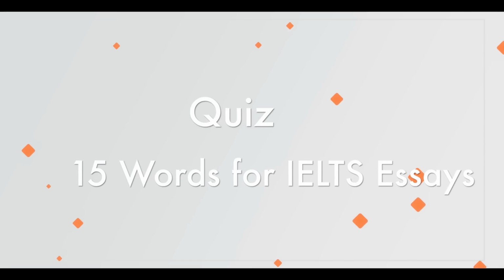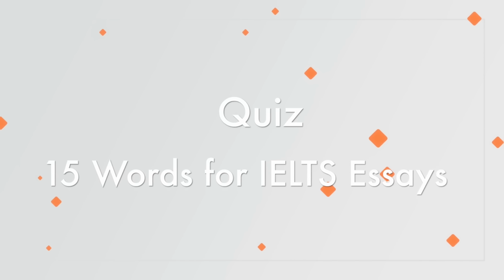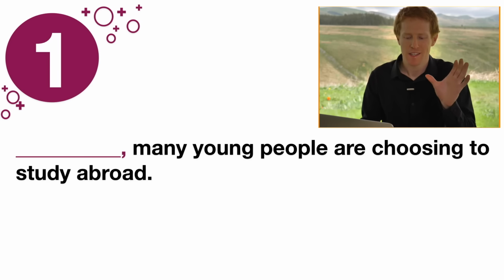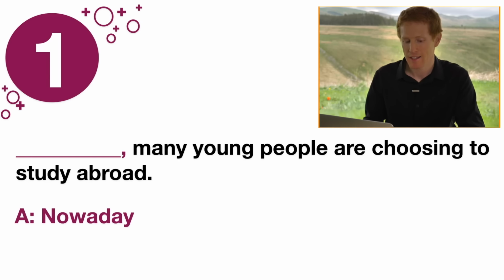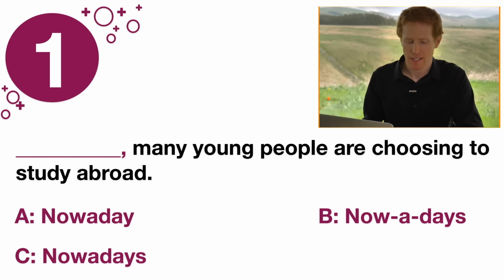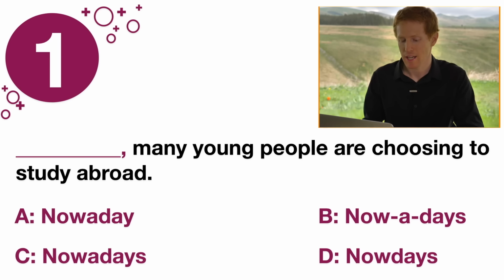Right, it's now time to test your knowledge of these words in a quick quiz. Right, time to put your knowledge to the test. So number 1, something many young people are choosing to study abroad. Now you have 4 options. Is it A, B, C, or D? So the answer is C, nowadays.